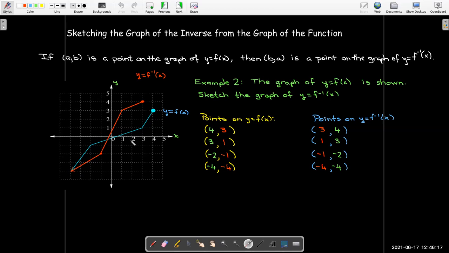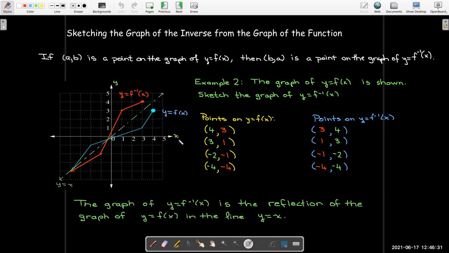Now, if I look at these two graphs, you can see there is some symmetry. It's not symmetric with respect to the x-axis or the y-axis. It's symmetric with respect to the diagonal line y equals x. So the line y equals x is a mirror line. The graph of f inverse is the mirror image of the graph of f when reflected in that line y equals x.